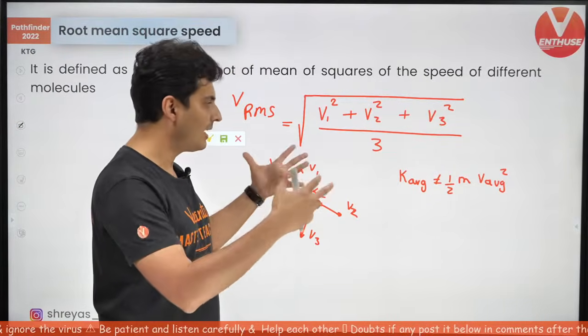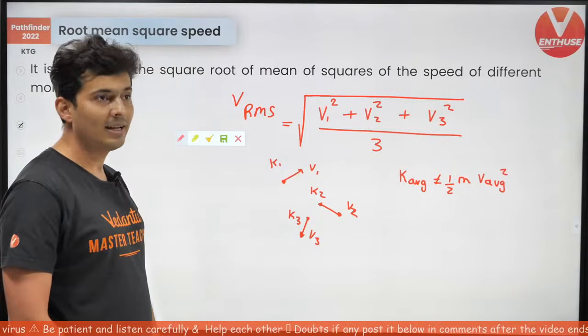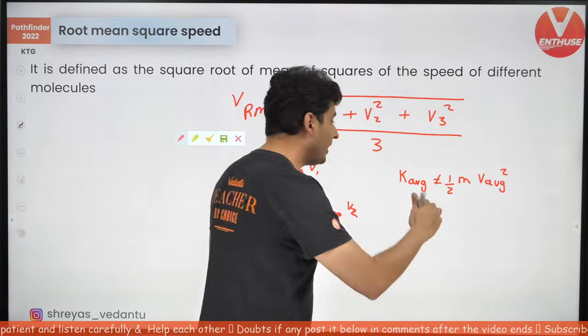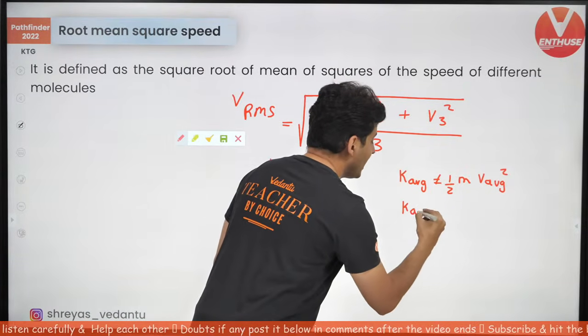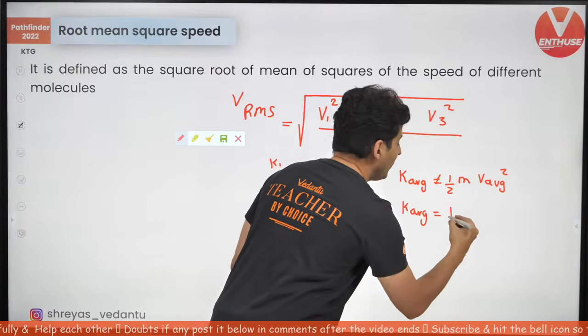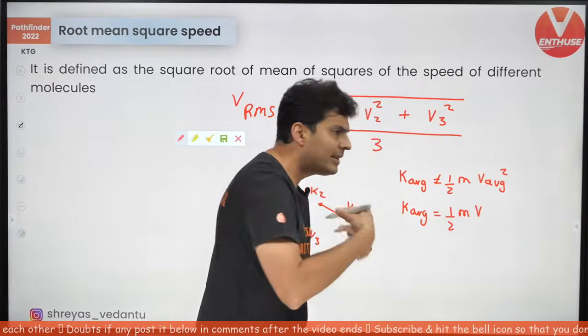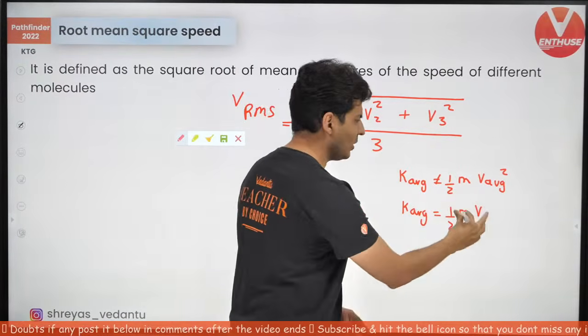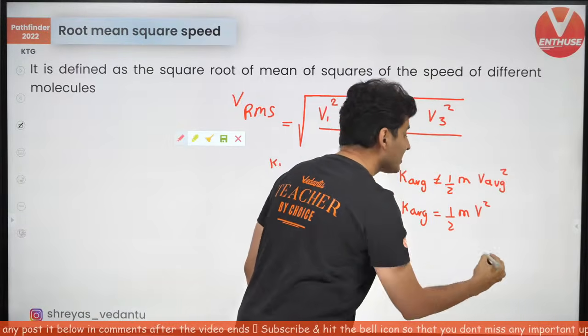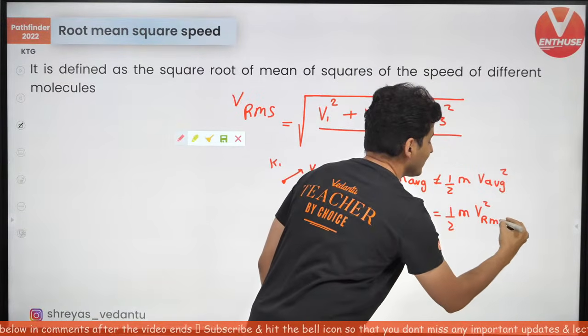Average speed, when you square it and multiply by half m, no, that's not going to give the average kinetic energy. But average kinetic energy will be obtained with some other velocity. Some other velocity, it is not the average speed. That speed turns out to be the RMS.